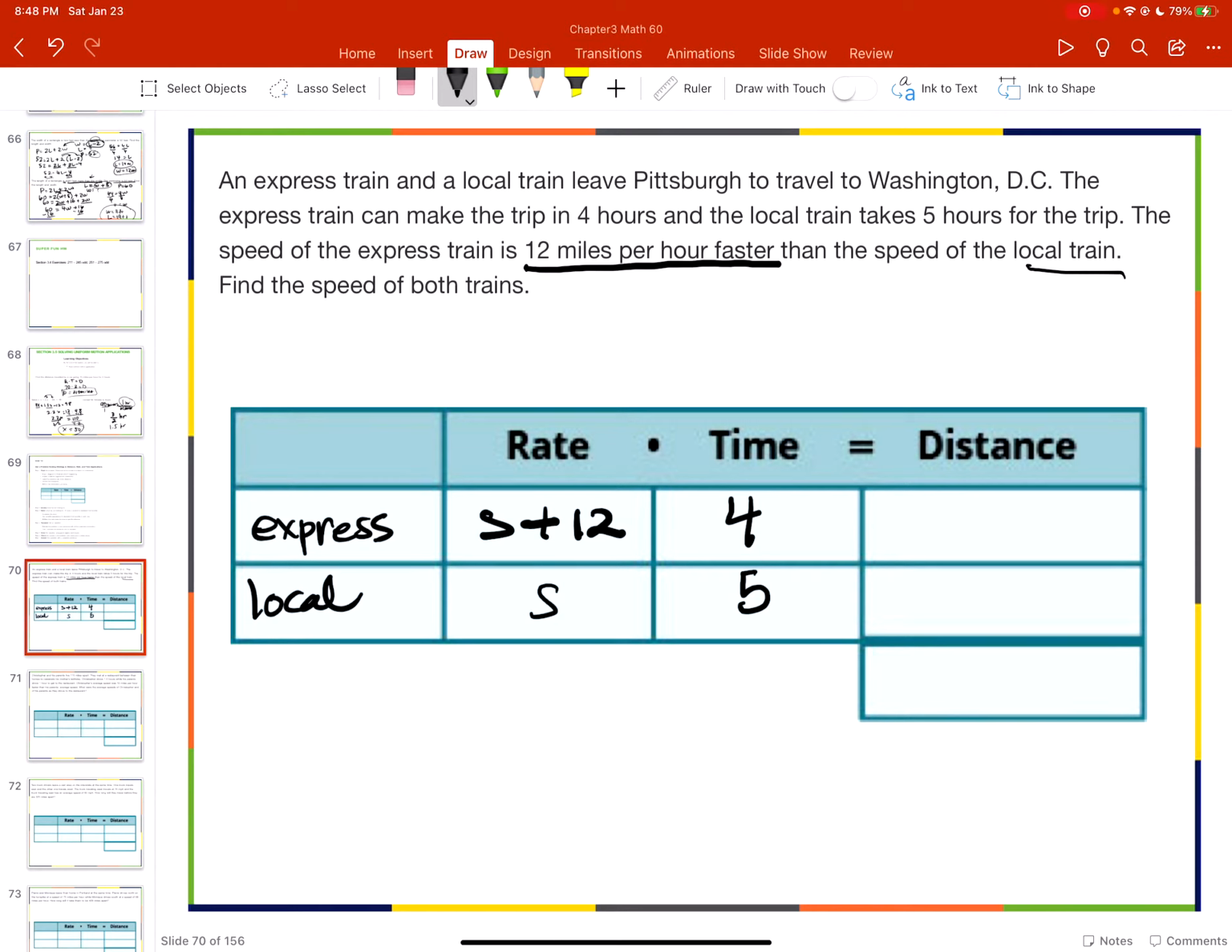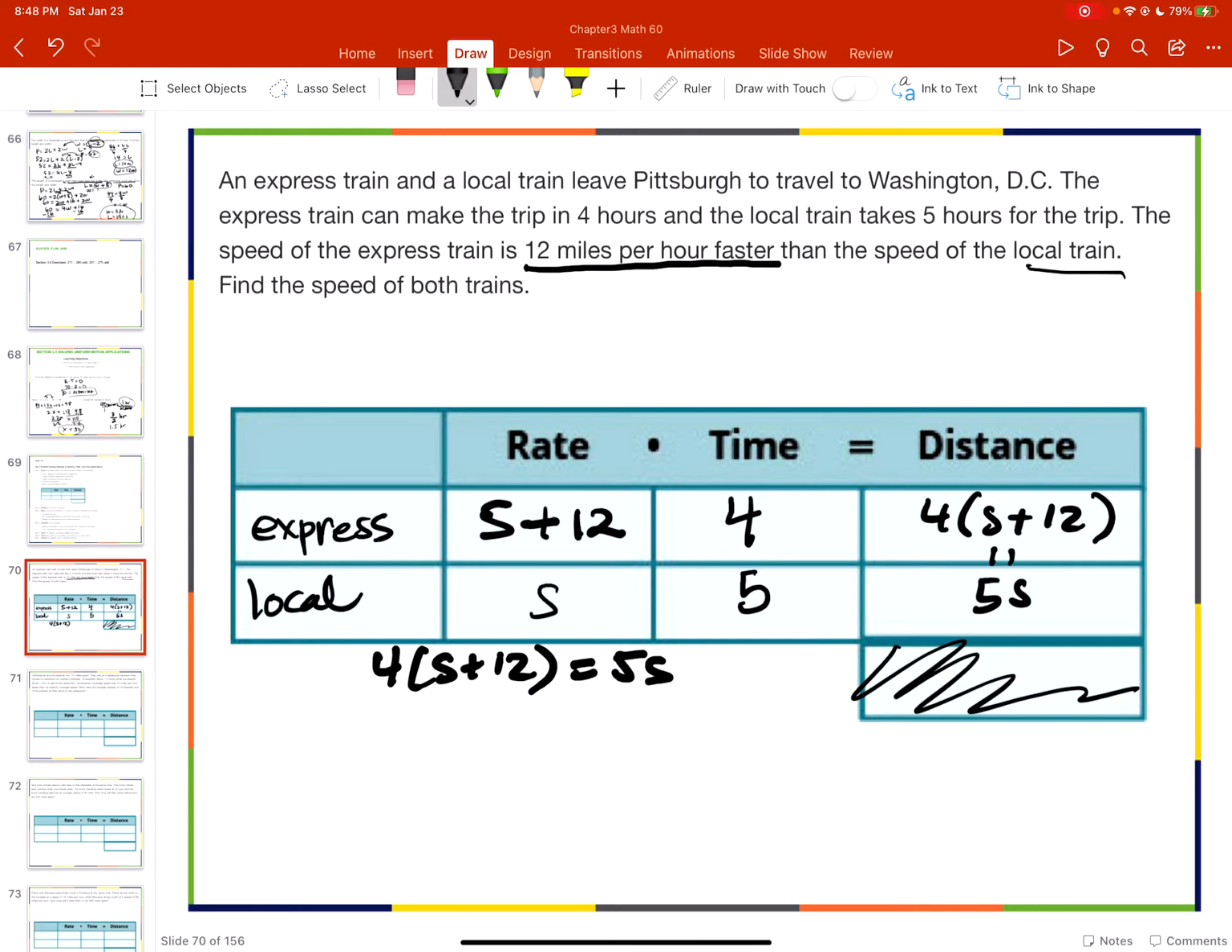So then to fill out the chart, we just multiply across. We get 4 times the quantity s plus 12, and then 5 times s is going to be 5s. And then it says here to find the speed of both trains. In this case, we don't need this bottom one because they're going the same distance. They're going the same trip, so the distance is equal to each other. So we have 4 times s plus 12 is equal to 5s.